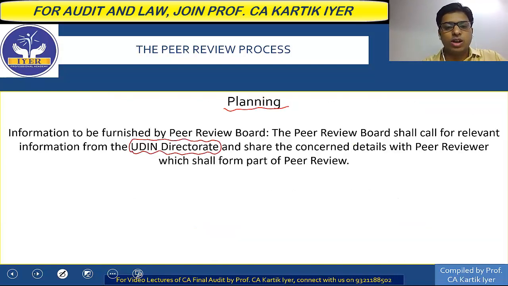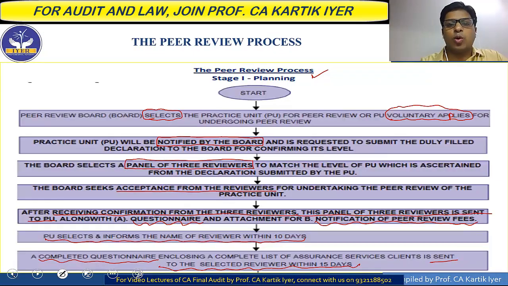Now what we'll do is, in relation to this part, that is selection of practice unit and appointment of reviewer, the elaborate version of that is provided here. Okay, so they have given it here along with the planning part. So what they have done is in the peer review process itself, they have provided the same thing. Now let's read this part so you'll understand in much greater depth what they were trying to say. Now this is just an elaborate version. Okay, let's read it. When you read it, you will understand how it flows.